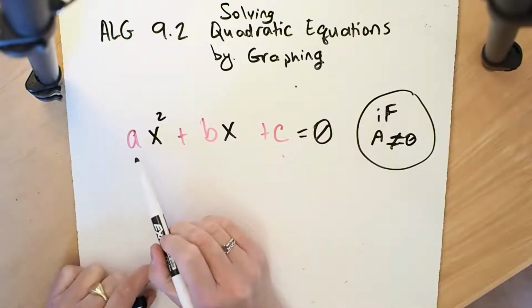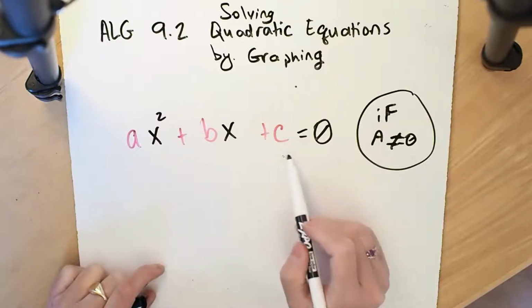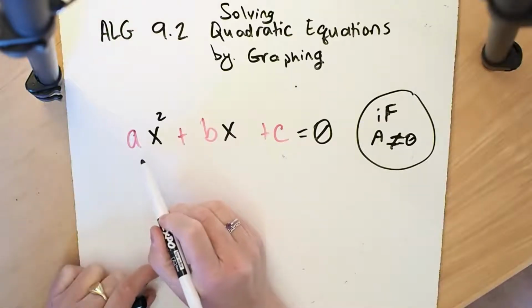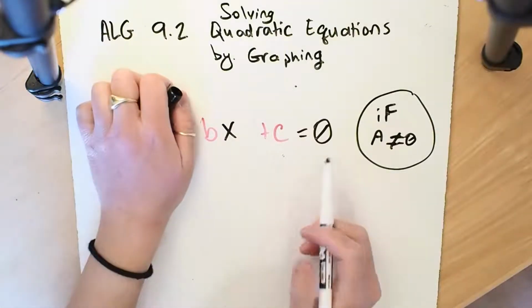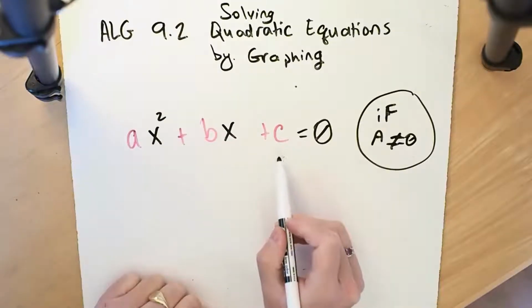Any equation that can be written in the form ax squared plus bx plus c equals 0, where a does not equal 0, because if a equaled 0, we would be multiplying x squared by 0, which would become 0, and this would no longer then be a parabola. A, b, and c are just constant numbers.